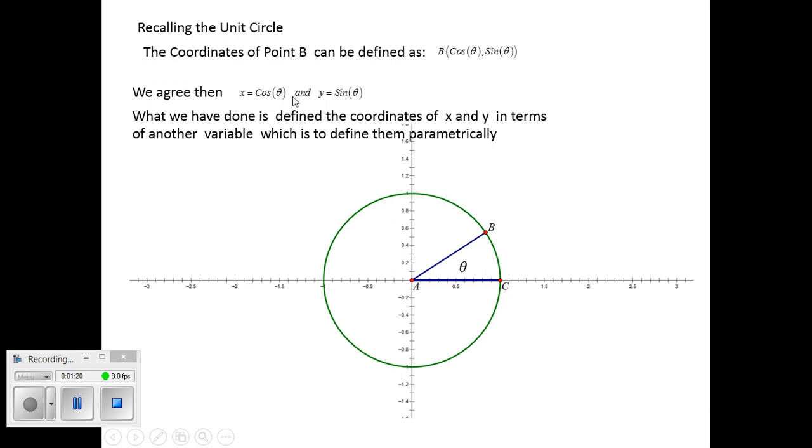These two equations, in which the x coordinate is dependent on one variable and the y coordinate is dependent on the same variable, are parametric equations. Now let's show you how we proceed with this on our calculator. So here we go.